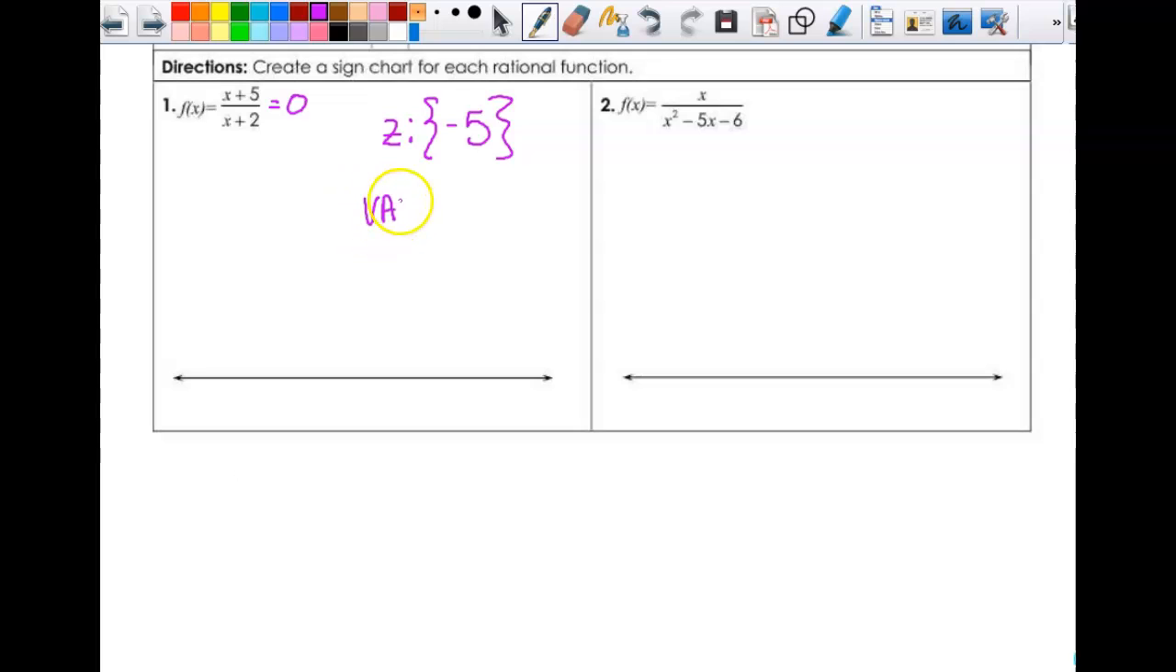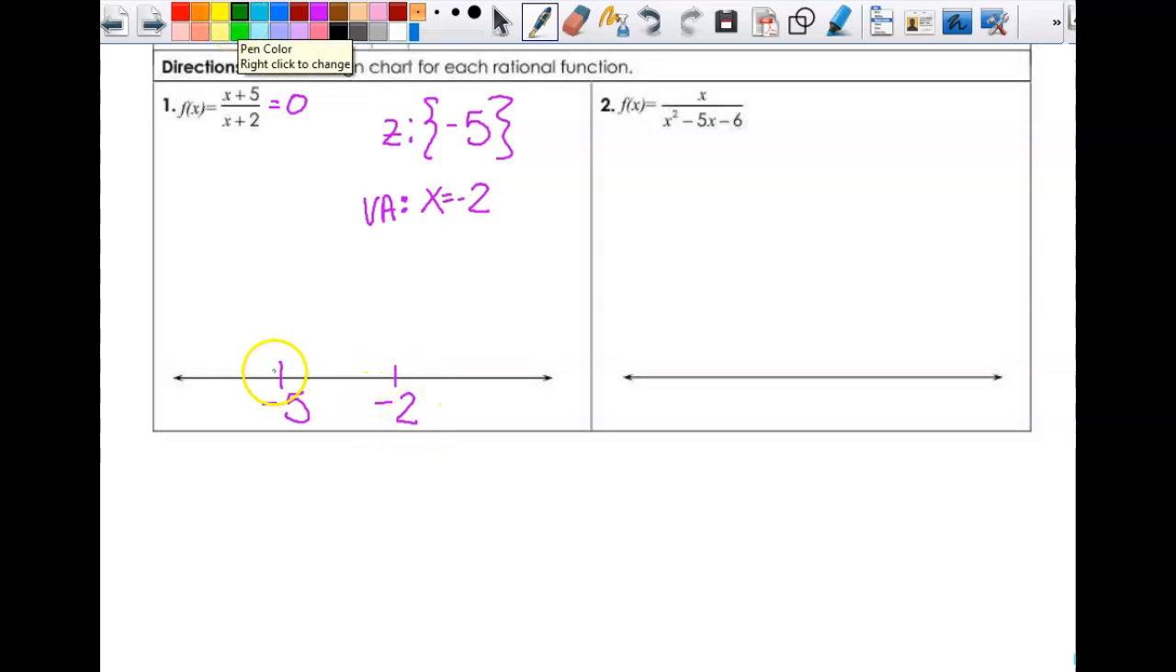So my vertical asymptote, and these are lines, so it is an equation of a line. It is x equals -2. It's not a statement about x being -2. That is the equation of a line. This is a set of zeros. Okay, we good on that? Both things go on my number line. So I put in this -5 and a -2.